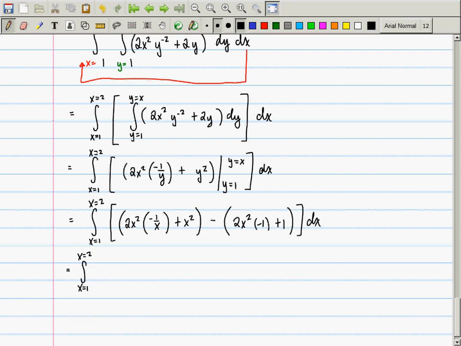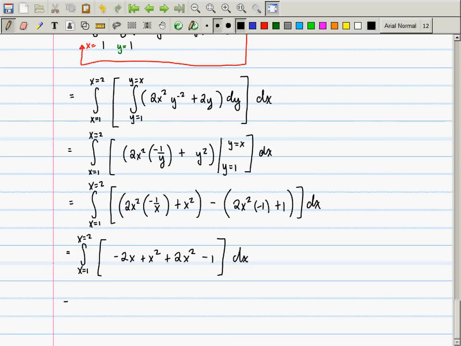So x is 1 to x is 2. Okay, so then this is 2x squared over x, so one of those x's will cancel, so this is negative 2x, and then plus x squared, and then minus negative 2x squared, so plus 2x squared, and then minus 1. And one more step here. So this is equal to 3x squared minus 2x minus 1 dx. Okay, so does everybody see how we arrived here? So now this is just a calculus 1 integral. Okay, so we do it again.